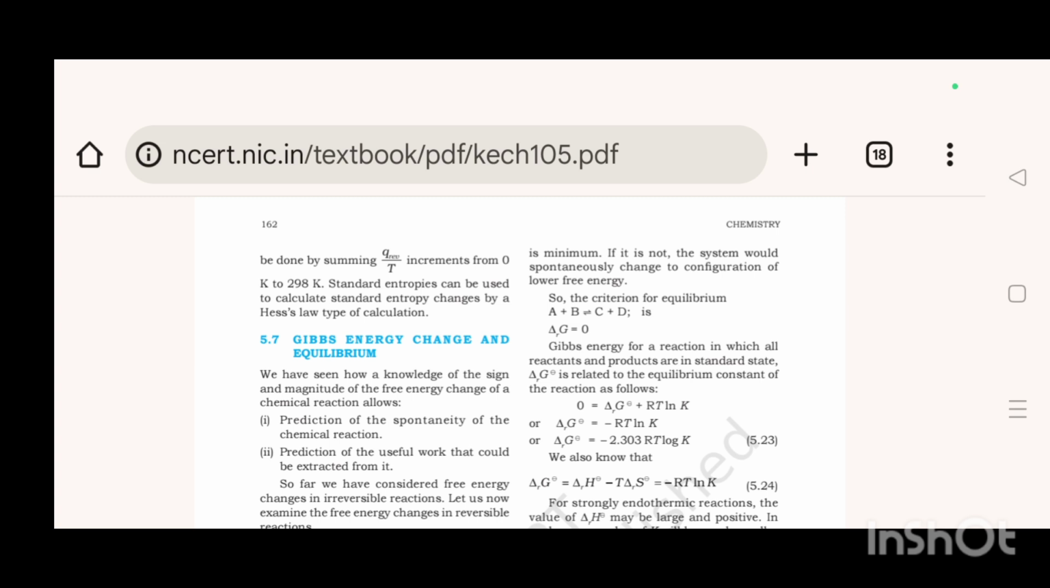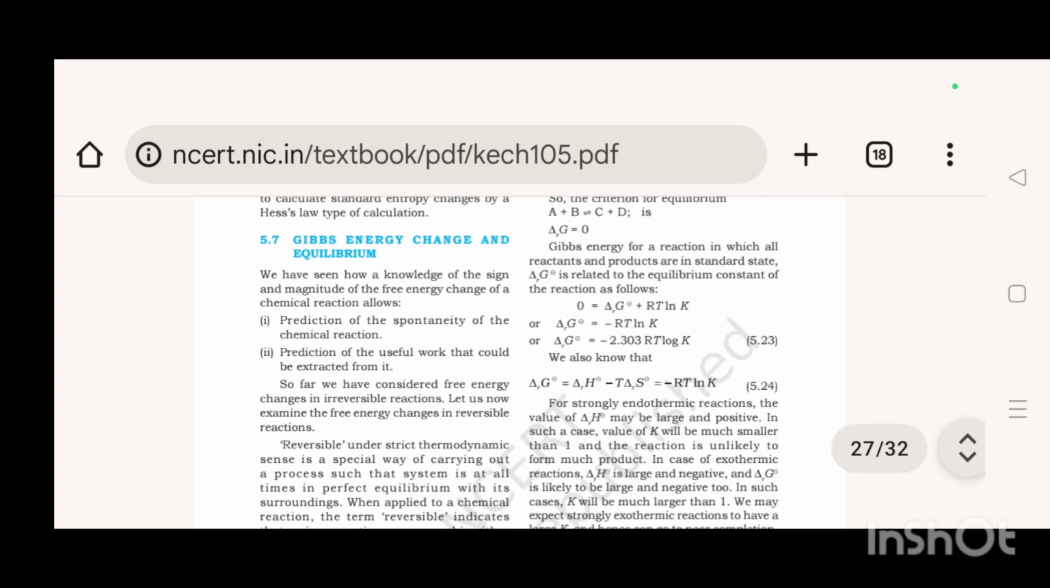So the criterion for equilibrium A plus B equilibrium C plus D is delta G equal to 0. Delta G naught, the free energy for a reaction in which reactants and products are in their standard state, is related to the equilibrium constant of the reaction as follows: 0 equal to delta G naught plus RT ln K, or delta G naught equal to minus RT ln K, delta G naught equal to minus 2.303 RT log K. We also note that delta G equal to delta H minus T delta S is equal to minus RT ln K.